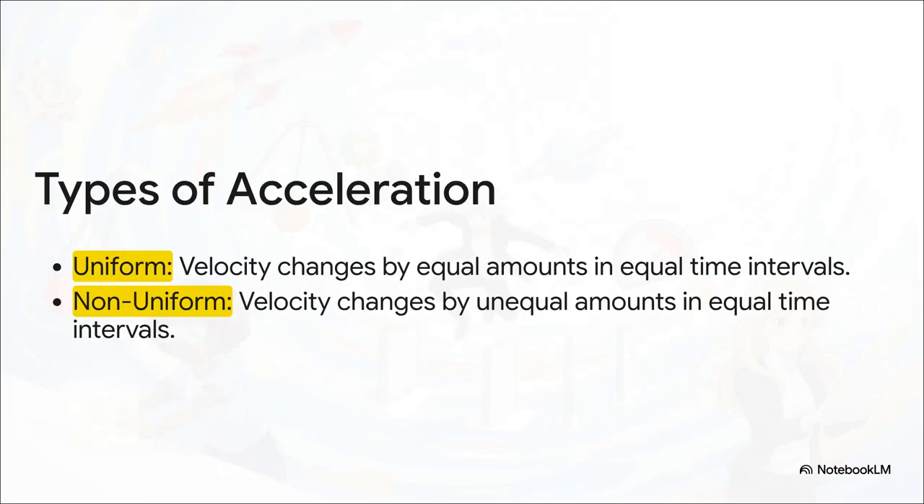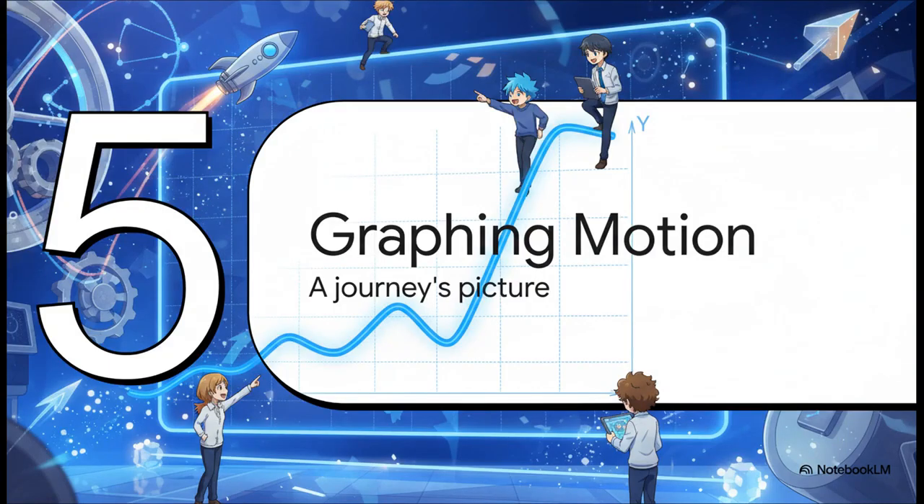And we can even split this into two types. First, there's uniform acceleration. This is when the velocity changes by the same amount in every equal time period, nice and steady. A perfect example is a ball falling due to gravity. Then there's non-uniform acceleration, which is basically life. Think about driving a car in traffic. You're constantly speeding up, braking, speeding up again. Your velocity is changing all over the place. That's non-uniform.